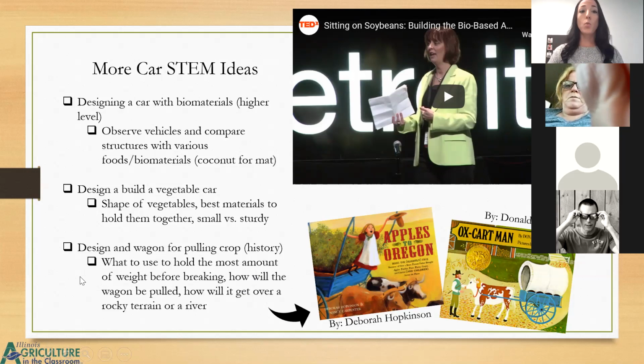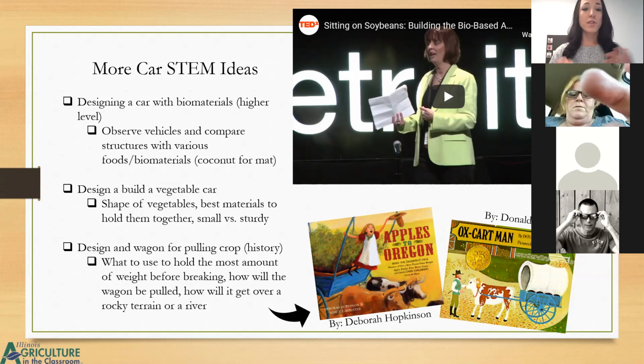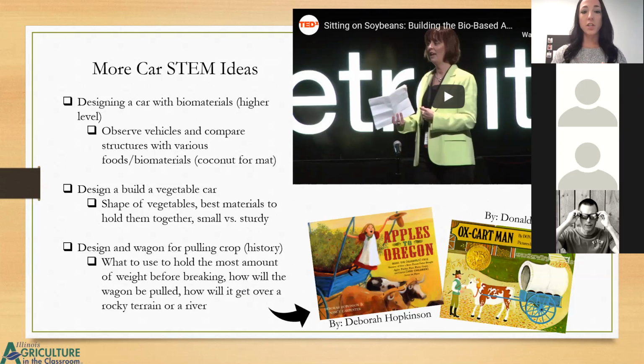And then just a kind of fun one to pull in some history, design a wagon to pull crop. Let's say you live X amount of miles away from where the closest marketplace is, but you have to go over some rocky terrain, and you have to go across a river. You need to design a wagon. Think about what's going to pull it and how you're going to get across that terrain, and see whose can get across that terrain and hold the most amount of weight.